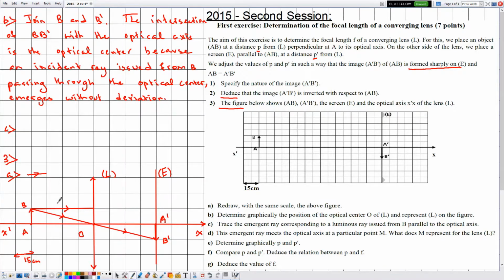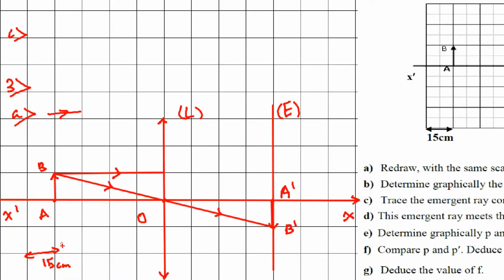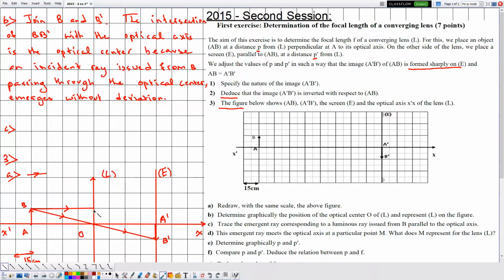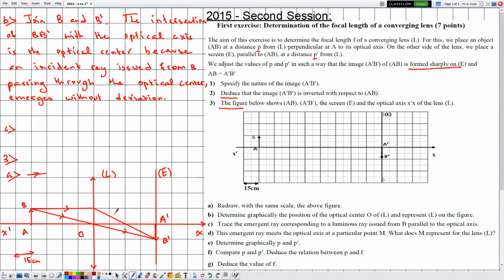So we know that this ray will emerge passing through the image focus, but in this case we don't know the position of the image focus. However, we know the image B prime of B, and we know that all rays issued from B emerge from the lens going to B prime. So done for part C.